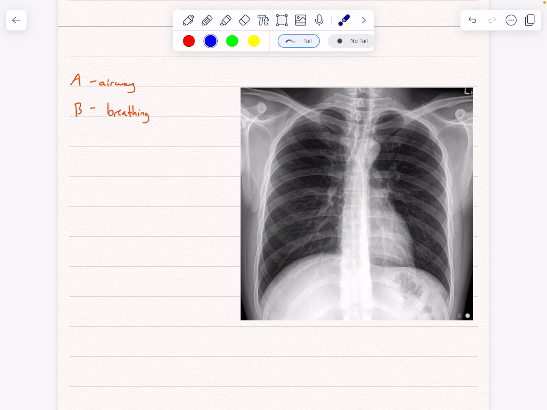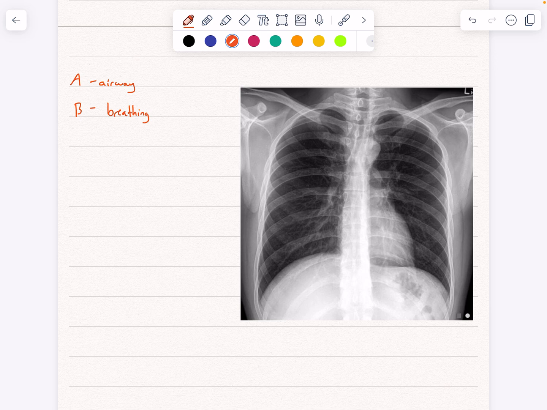So if we compare this upper zone here, there's no difference there. If we compare this middle zone, there's no difference here or here. And if we compare this lower zone here and here, there's no difference. When I say difference, I mean if there's any consolidation, which is like a clumping. It's normally associated with something like pneumonia. Or if there's any opacity, which is some kind of whiteness, or any lucency, which is like blackness.